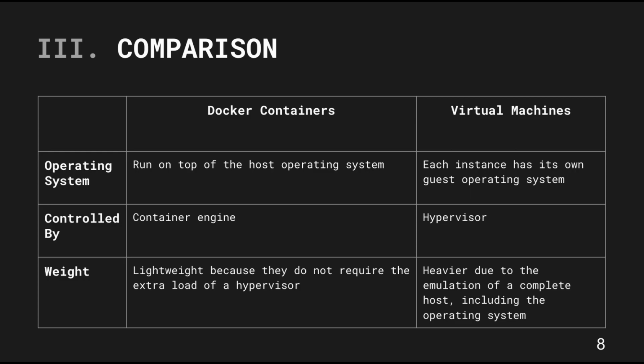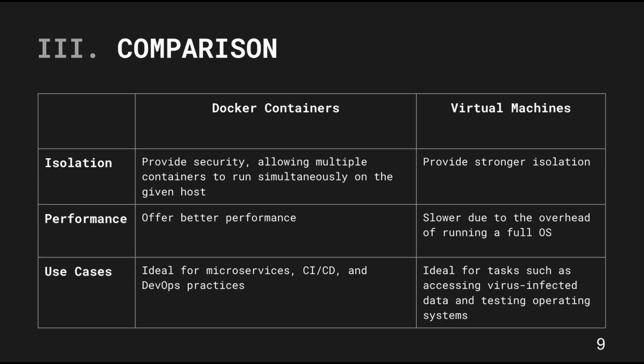And for weight, Docker containers are lightweight because they do not require the extra load of a hypervisor. On the other hand, virtual machines are heavier due to the emulation of a complete host, including the operating system. Next is isolation. It provides security for Docker containers and allows multiple containers to run simultaneously on a given host. But a virtual machine is slower due to the overhead of running a full operating system on it.